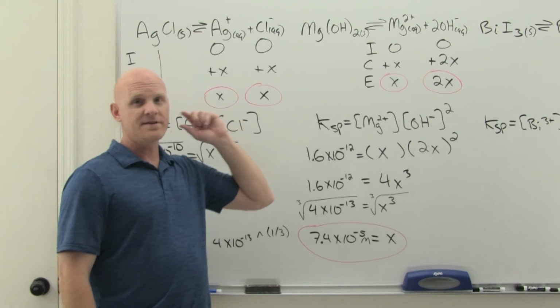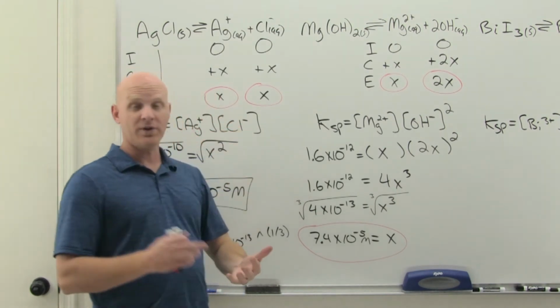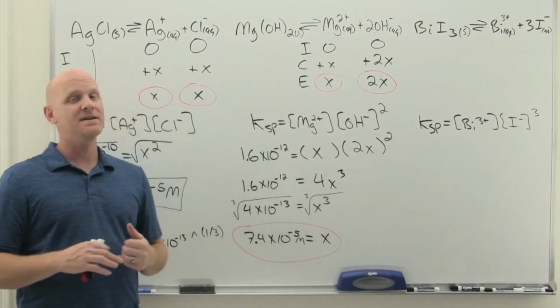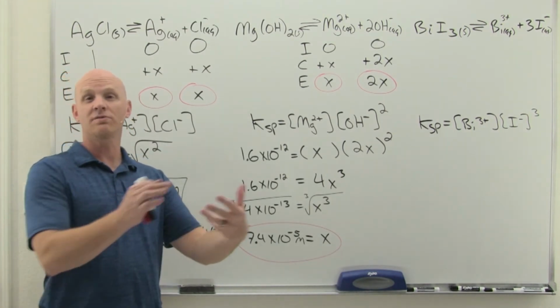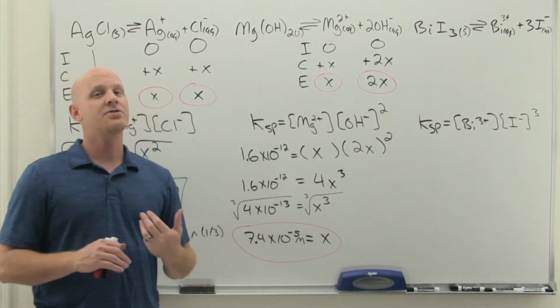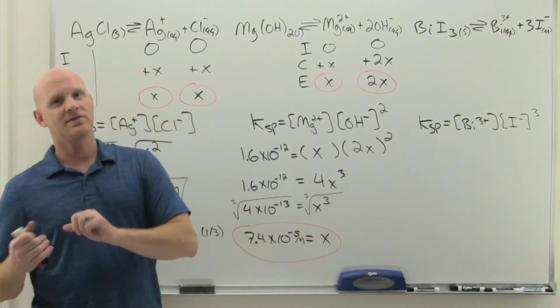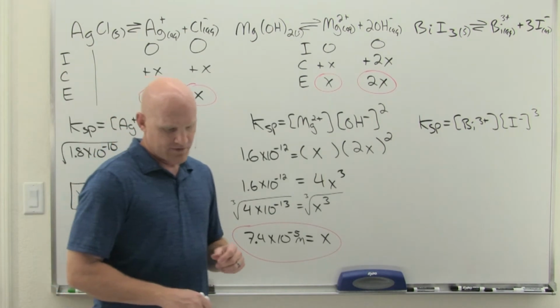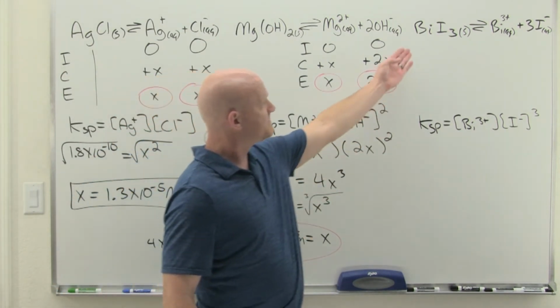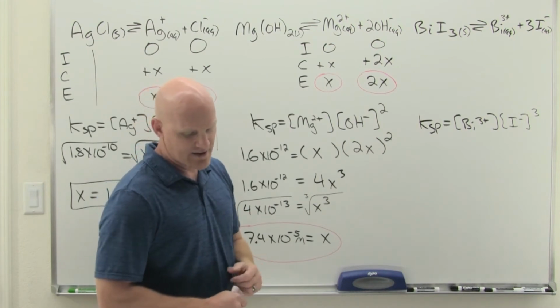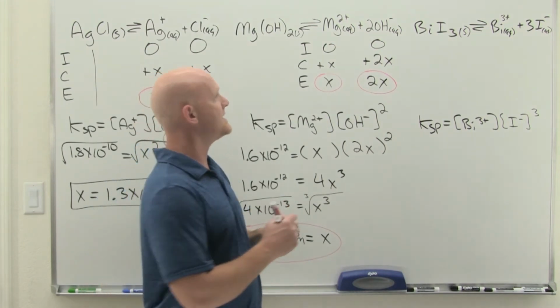Cool, so that's the first two. We've done solubility, we've done calculating the molar solubility. The next one's going to be the exact opposite. Instead of being given KSP and asked to solve for x, the molar solubility, in the third one here we're going to be given the molar solubility, given x, and asked to solve for the KSP. So the last one here says the molar solubility of bismuth(III) iodide, BiI3, is 1.32 times 10 to the negative 5. Calculate KSP.